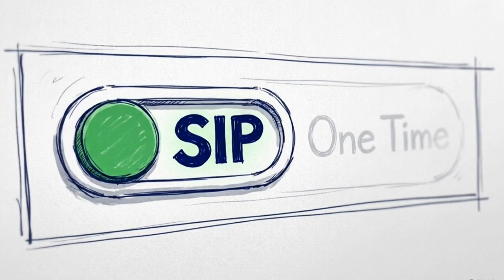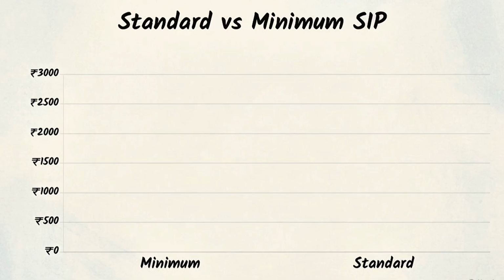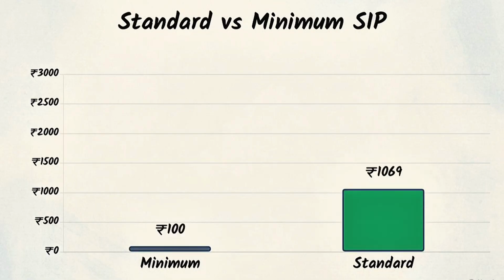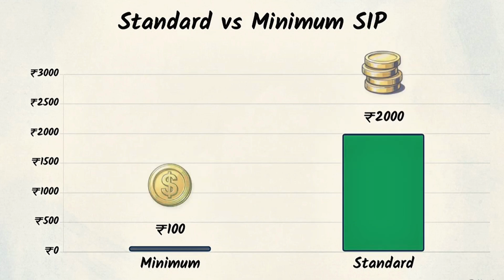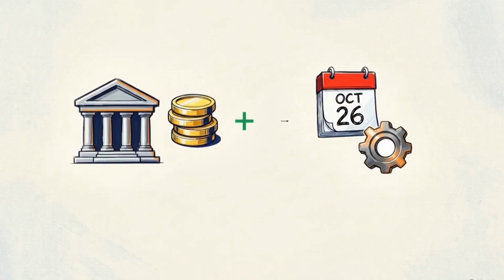This is the most crucial step. Look at the top and make absolutely sure the toggle is set to SIP and not one time. Enter the amount you want to invest each month. You can start a SIP with as little as 100 rupees, though 2,000 rupees is a standard starting point. Next, select the date for your automatic deduction. It is best to schedule this for the day immediately after your monthly salary usually hits your bank account.